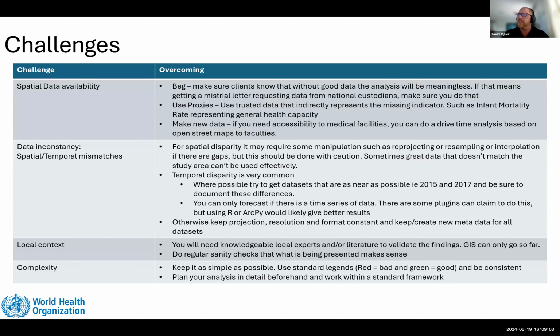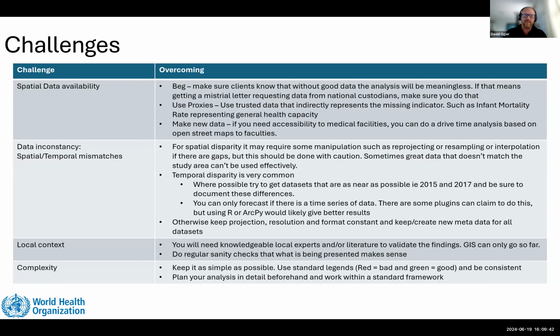Otherwise, proxies. If you don't have a data set that speaks specifically to healthcare capacity, you can use proxies that are in some way indirectly representative of these data sets. For instance, I very often use infant mortality rates to represent general healthcare capacity, just because there's somewhat of a correlation, and the infant mortality rates are very often available. Alternatively, you can make the data if you feel comfortable with that. So for instance, if you need accessibility to medical facilities, you can do a drive time analysis based on OpenStreetMap to the facilities.